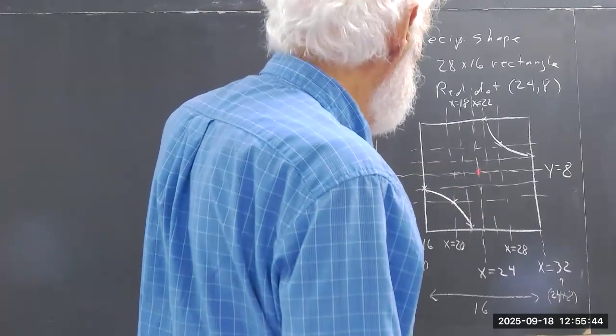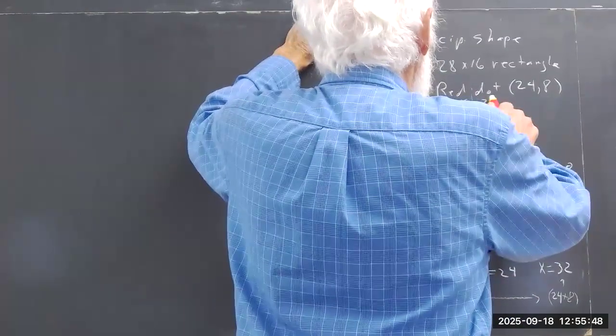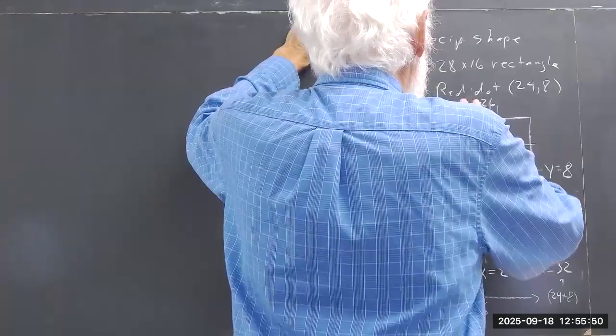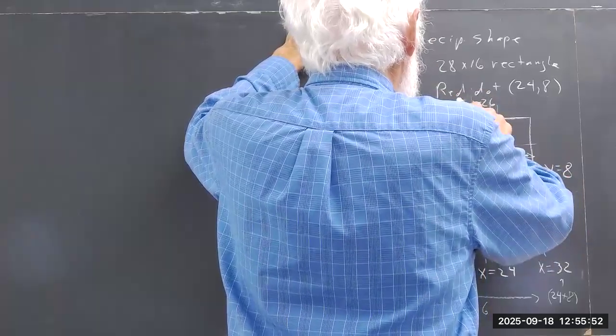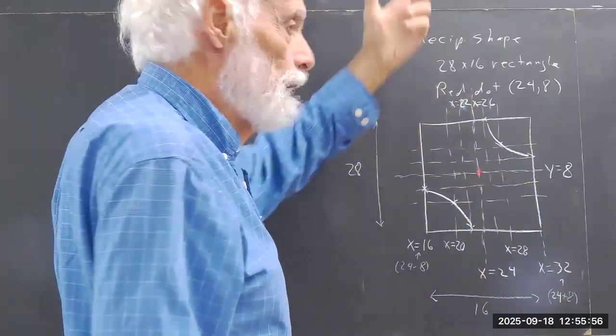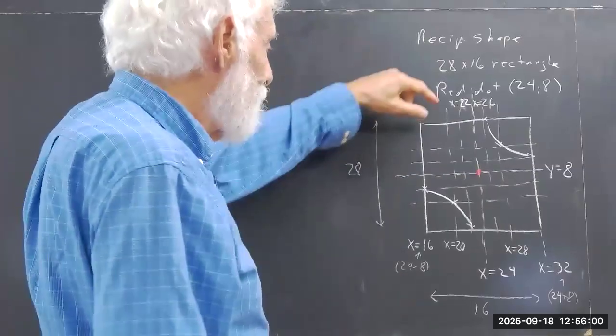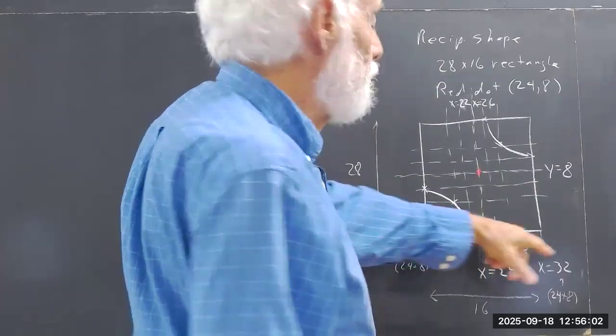Uh-oh. Hold on, this is 24. I was thinking 20. It should be 26. And this should be 22. I got some wrong numbers in my head. I was talking too much. Okay. Make sure these things make sense.